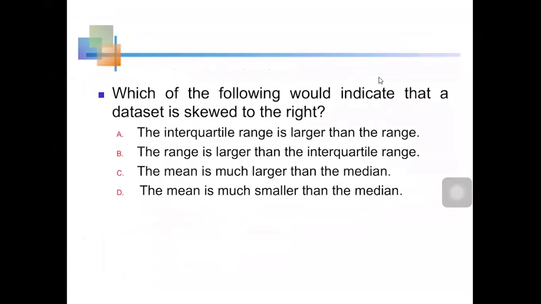Okay, which of the following would indicate that a data set is skewed to the right? Like I have mentioned just now, for a data set skewed to the right, the mean is larger than the median. So the answer will be C.